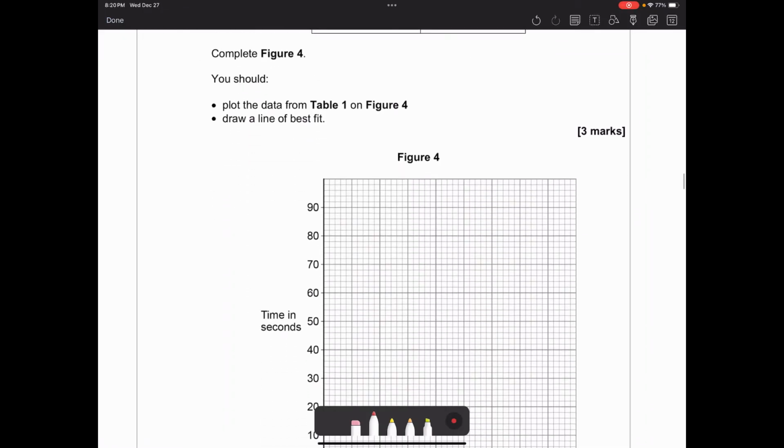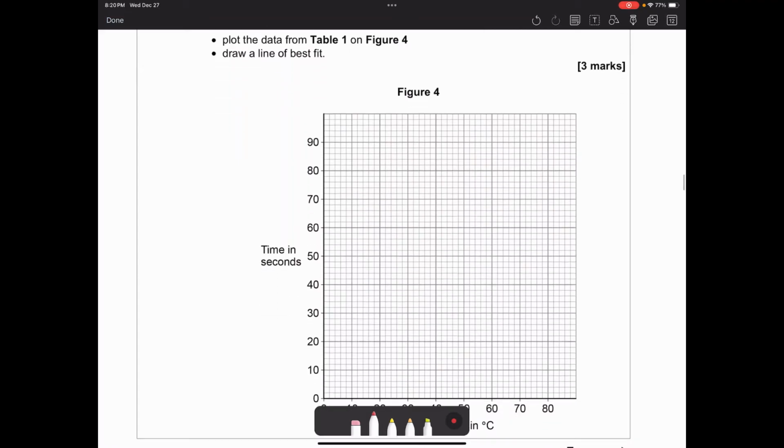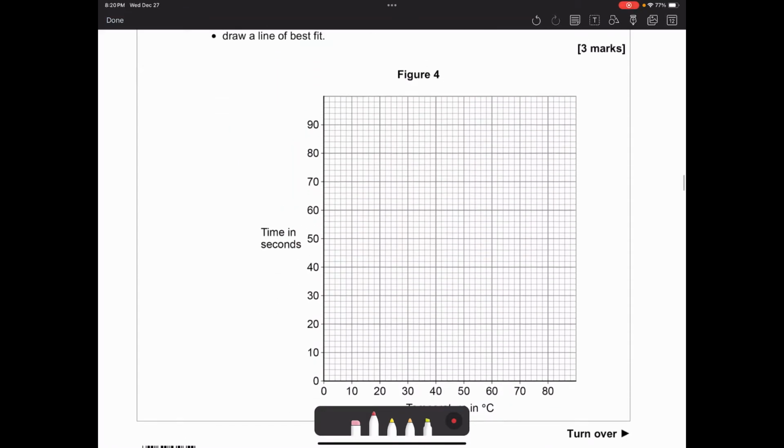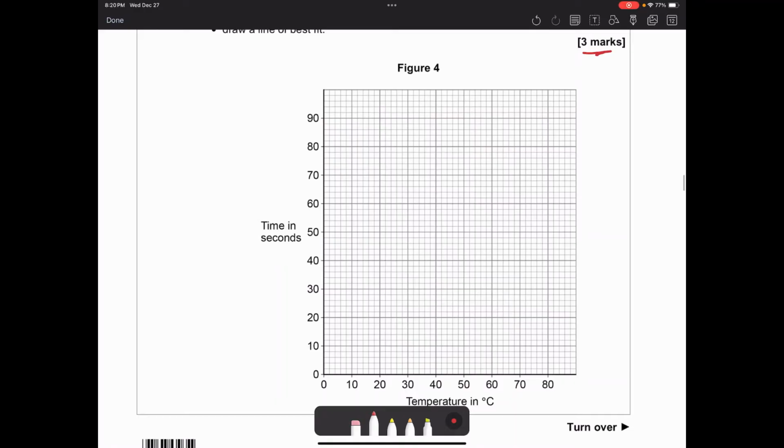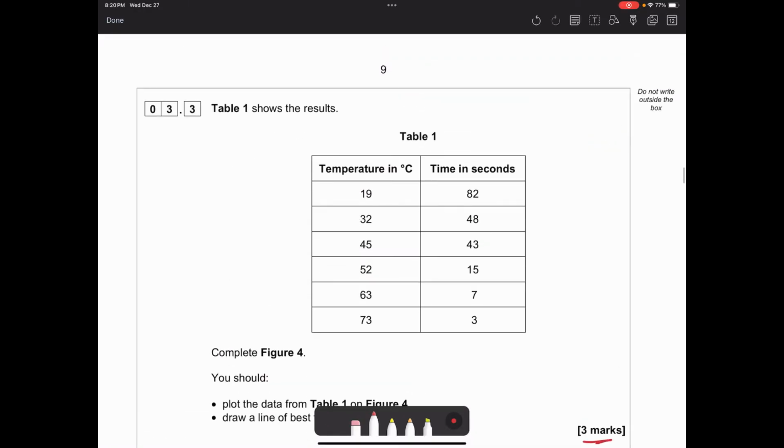Question 3.3. Table 1 shows the results, and you've got to complete the graph. Plot the data from table 1 on figure 4 and draw a line of best fit. They've given you scales, which is nice. There are 3 marks on a higher tier paper, so the plotting is what they're actually assessing. The numbers are relatively different or challenging, so you've got to make sure it's as accurate as you can.